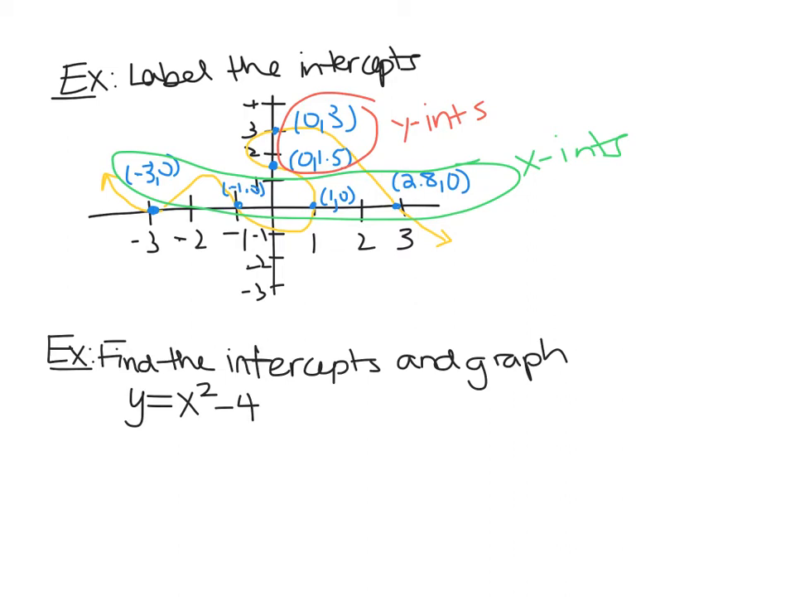So for the next example, we are going to find the intercepts and graph. There are actually a few ways to do this problem. Let's start with finding the intercepts. So remember, to find your x-intercept, you are going to have to set y equal to 0. And when you do that, you get 0 equals x squared minus 4. If you solve this out, you get x equals plus or minus the square root of 4, which gives you plus or minus 2. So I have x-intercepts at 2, 0 and negative 2, 0.